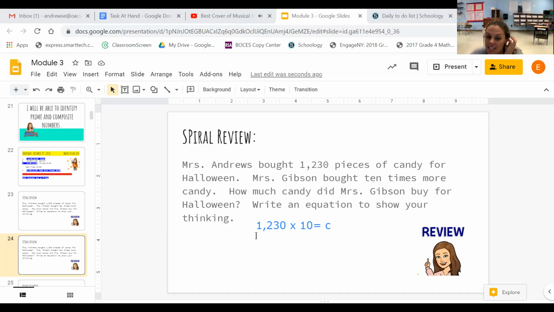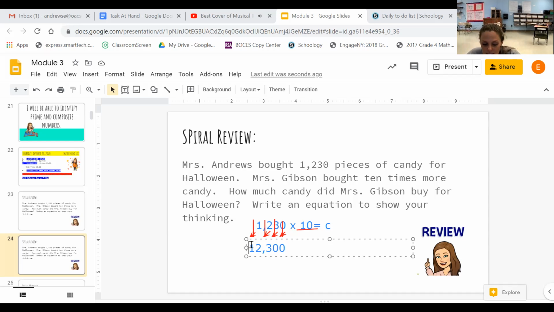Because it's patterns of 10, what we could do is we could simply draw a place value chart with our equation. And because we're moving it 10 times more, that means we're moving it one place value to the left. So I'm going to move every digit one place value to the left. And that gives me an answer of 12,300 pieces of candy.